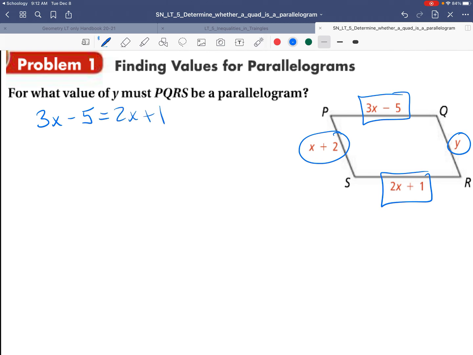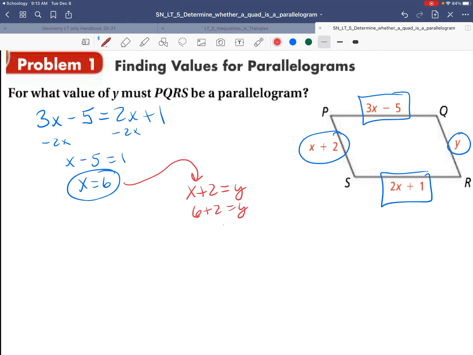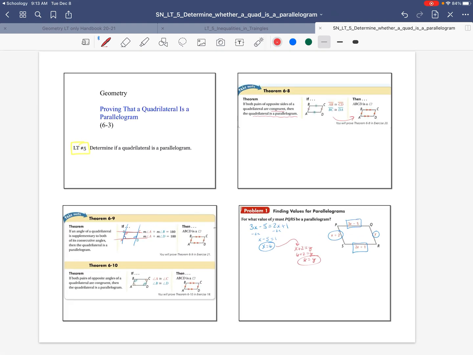I'm going to solve this equation. And I get x equals 6. Then for the other two, the x plus 2 equals y, I'm going to plug in 6 for x. And I get 8 for y. So when x is 6 and y is 8, I know that I have a parallelogram.